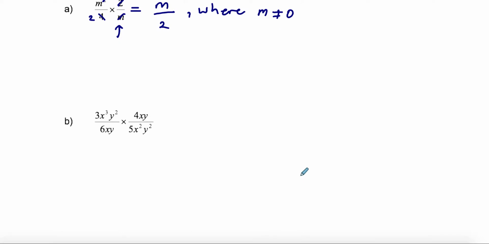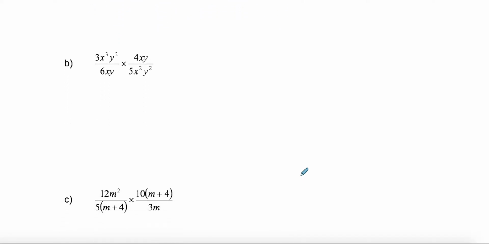This next one is a little more complicated. Let's just look at the left side first. So 3/6 is the same thing as 1/2. And I have x to the third and x in the denominator, so I would have x squared in the numerator that would remain because this x would cancel out. This y would also cancel out, so I would still be left with a y in the numerator and a 2 in the denominator.